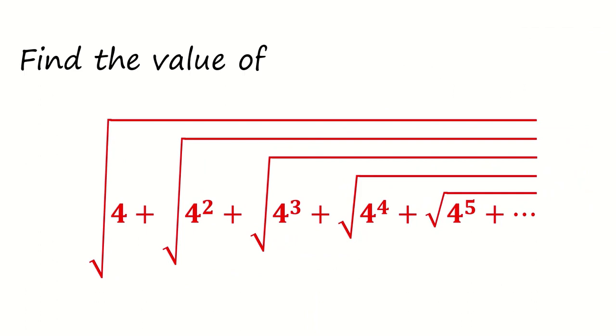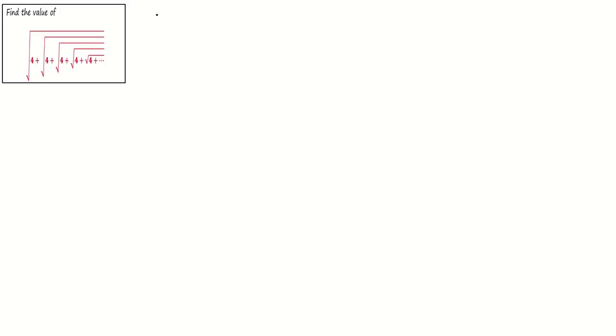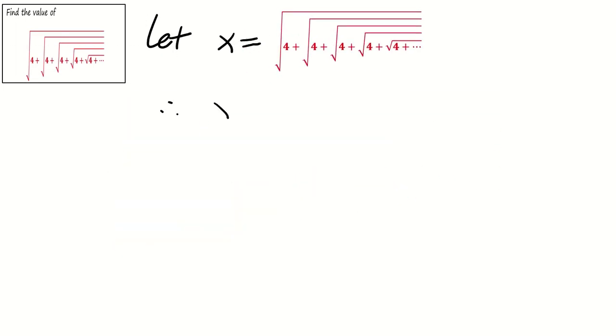Before we dive into solving this question, let's first examine a simple version of it. Imagine your task is finding the value of square root of 4 plus square root of 4 plus square root of 4, and the pattern keeps going. This variation of the question simplifies the problem significantly. Now, let's denote this expression as x. Upon closer inspection, we notice that x squared equals 4 plus x. This transforms our question into a quadratic form. Let's proceed to solve it.